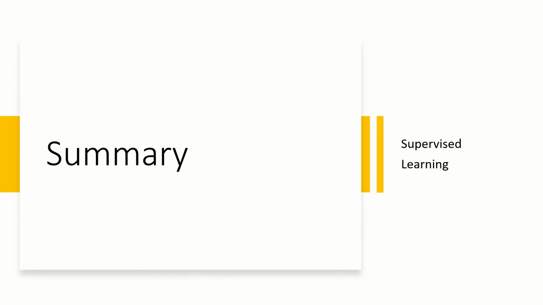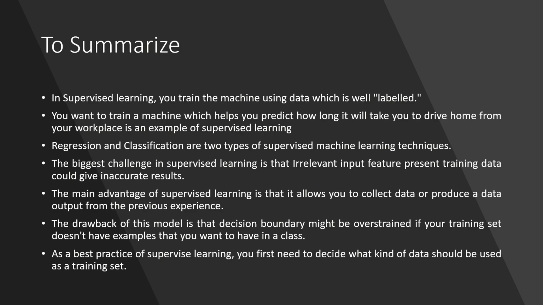Now let's quickly summarize what we have learned as part of the supervised learning approach. In supervised learning, you train the machine using data which is well labeled. So you have input data, and you have the corresponding output which is labeled very clearly. This data is used for building and training a model, the model which learns from the past data. That's why we call it machine learning. And with this model, you share new data in, and you're able to predict the output.